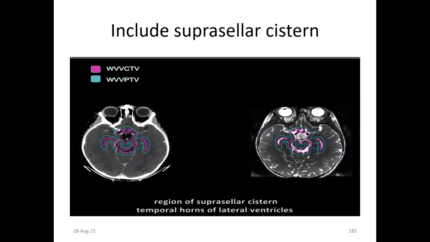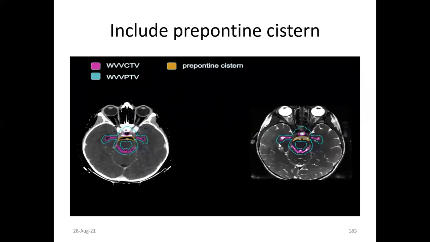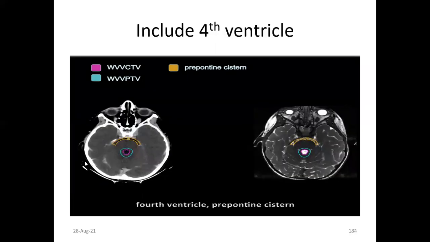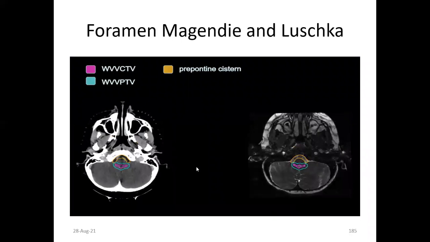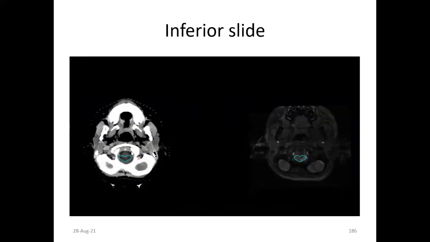Then in the suprasellar area, we have to include the suprasellar cistern. This is the prepontine cistern where it is indicated. And you have to include the fourth ventricle. Always follow the T2 weighted image for the contour of the ventricles and cisterns. And this is the foramen of Luschka laterally and the foramen of Magendie medially. And this is the inferior slice where the brainstem ends. You can contour that.